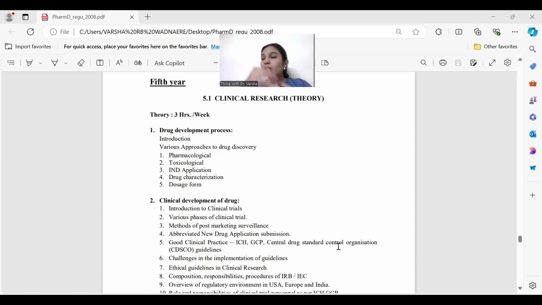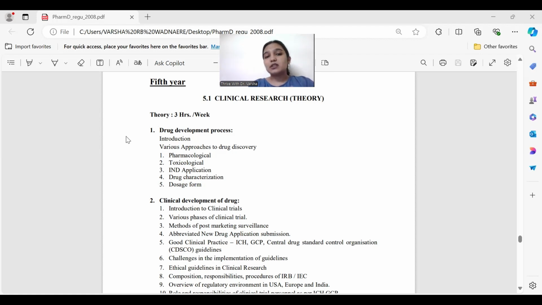If you want to develop any molecule or drug, and bring it to the market, then you will have to follow the procedures, protocols and guidelines. In this subject you will study how to design your study, by what protocol, and after you complete your study, how you will take your molecule into the market. You'll be studying all this in clinical research. This was the brief, but we will see it in detail.